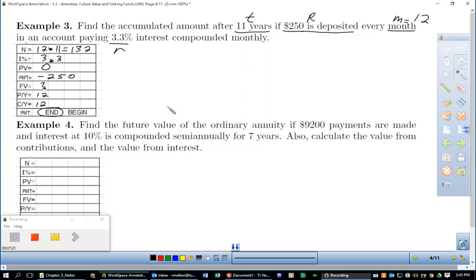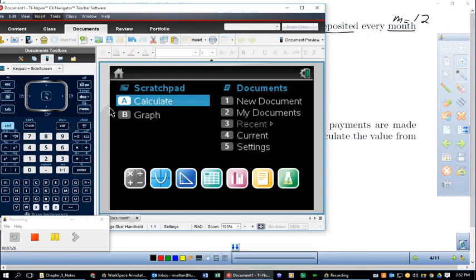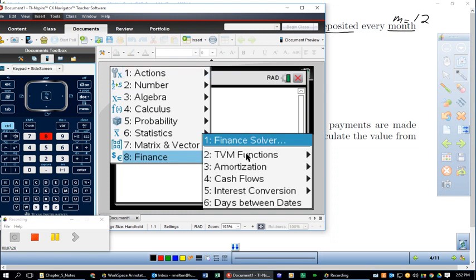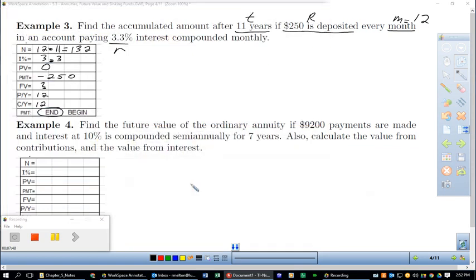All right, so if we put this in our TVM Solver, let me just go and show you what it looks like on the Inspire. If you go to Scratchpad, Menu 8 for Finance and Finance Solver, you can actually put that information right here. And wherever you want your answer, in our case we want this right here, we're going to hit Enter. And it'll actually calculate what should be there. See how it has it highlighted? Similar sort of thing for your 84 if you have that, or an 83.